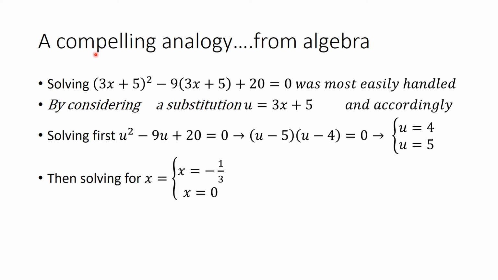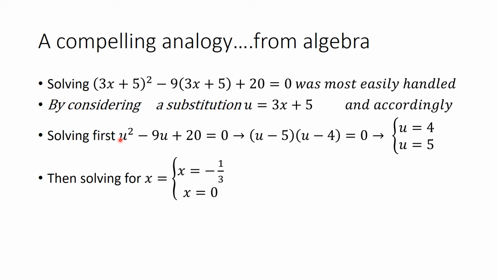Let me begin by making an analogy from your study of algebra. Previously, you solved quadratics that look like this: (3x + 5)^2 - 9(3x + 5) + 20 = 0. And you learned that although you could do this a number of ways, it was most easily handled by considering a substitution. We let u equal 3x + 5. That means everywhere you see a 3x + 5, you put a u.